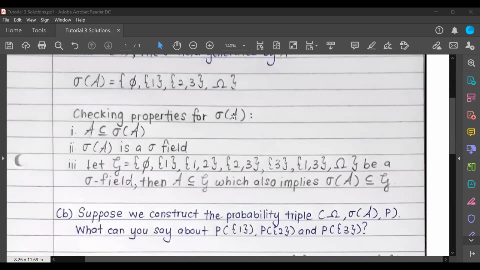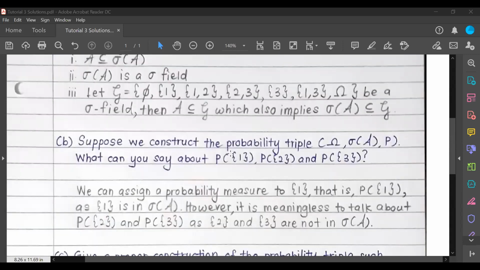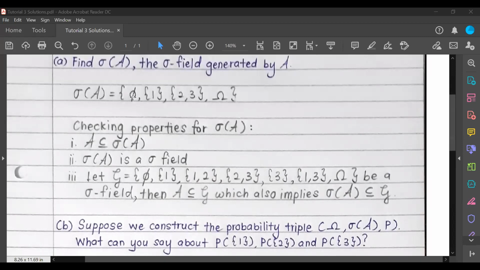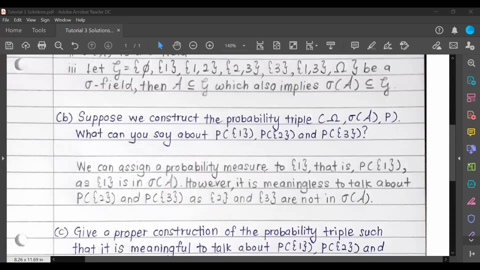All right, so moving on to B, suppose we construct the probability triple, omega, the sigma field generated by A, and the probability measure. What can you say about the probability of {1}, {2}, and {3}? So we know that our sigma field generated by A consists of the empty set, {1}, {2, 3}, and also omega. So we can assign a probability measure to {1}, as {1} is in the sigma field generated by A. However, it is meaningless to talk about the probability of {2} and {3}, as {2} and {3} are not in the sigma field generated by A.